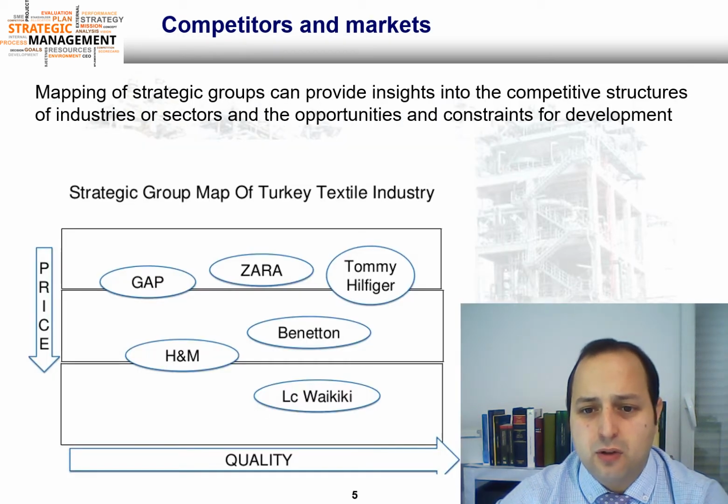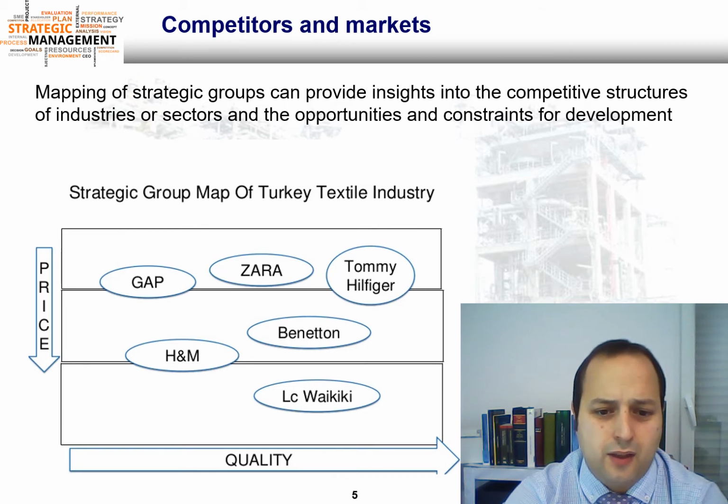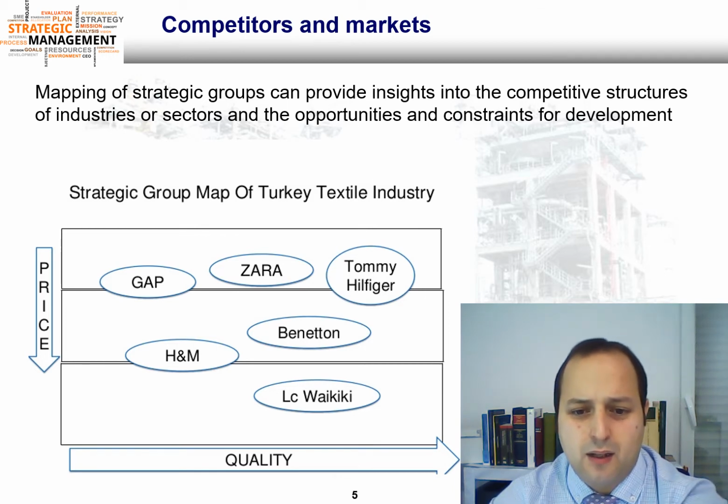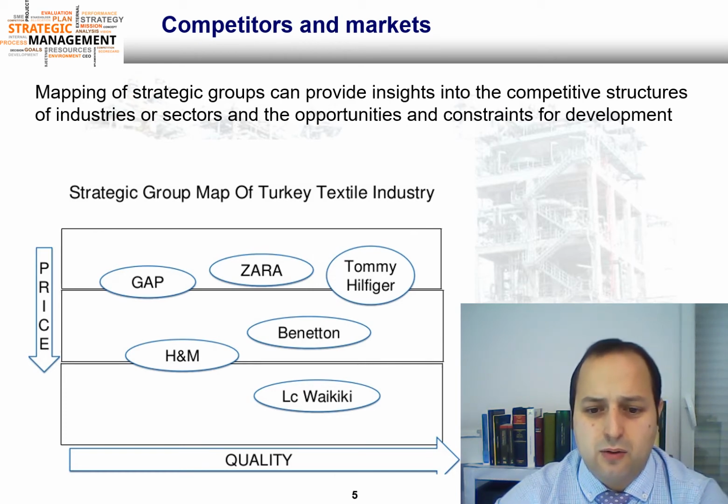Mapping of strategic groups can provide insights into competitive structures of industries and opportunities and constraints for development. For example, you can find here a strategic group map of the textile industry. You can find two metrics, price and quality, and more or less where the main brands are located. You can find Zara, H&M, Gap, and depending on the quality and price, they are going to compete directly with other brands.